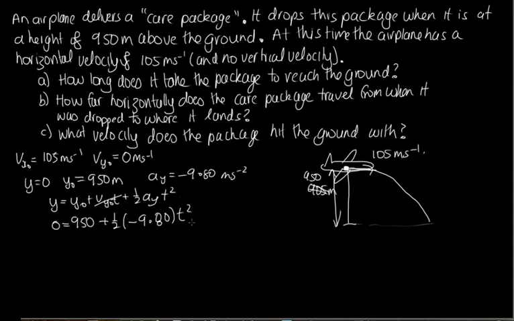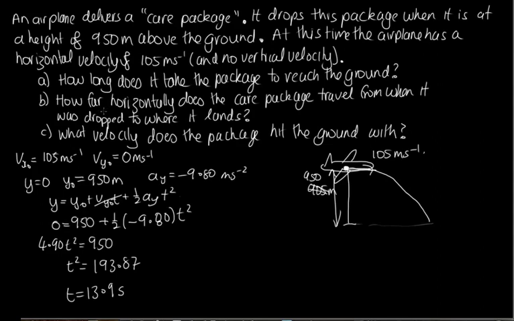So we can rearrange this now to work out t squared. So we've got 4.90 t squared is equal to 950, and so that tells us that t squared, dividing both sides by 4.9, is equal to 193.87, which tells us that t is equal to 13.9 seconds. So we've solved part A.